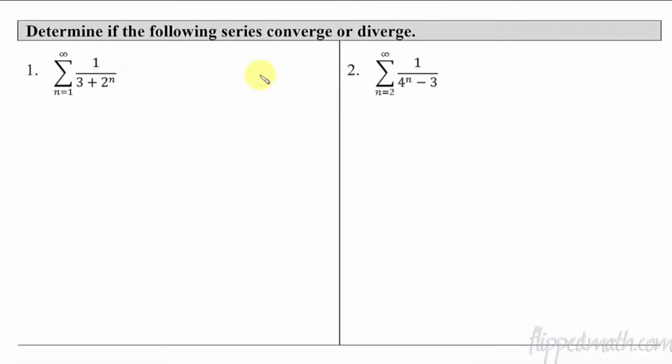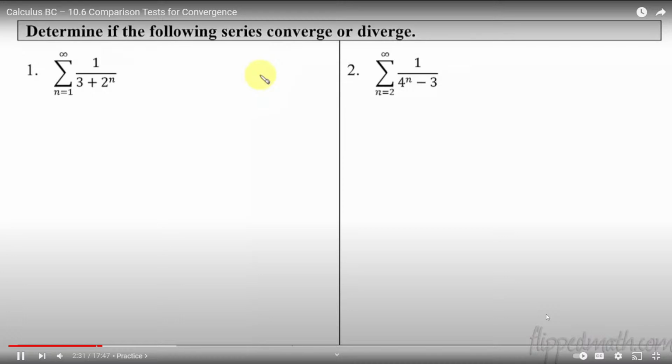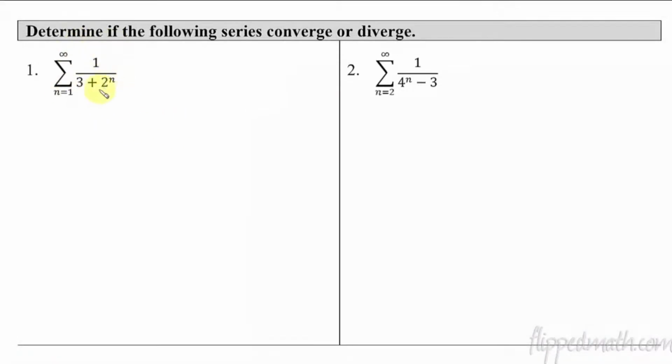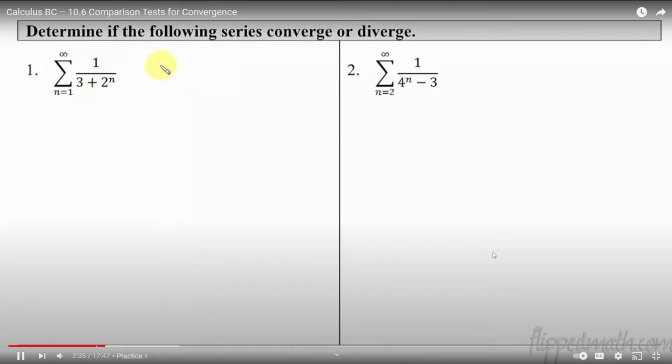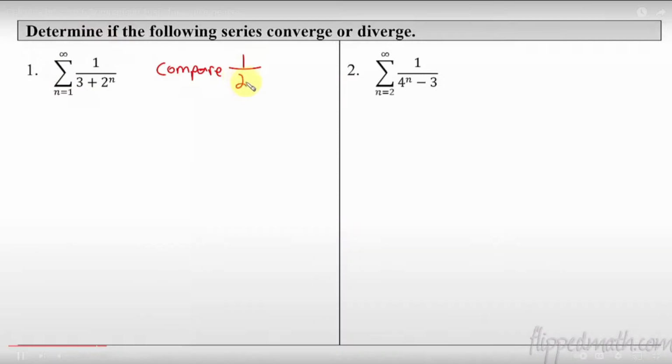All right, let's see. What we have to do is find an example of something that we can compare it to. So I'm going to take this thing and compare it to 1 over 2 to the n. These two things look very similar.